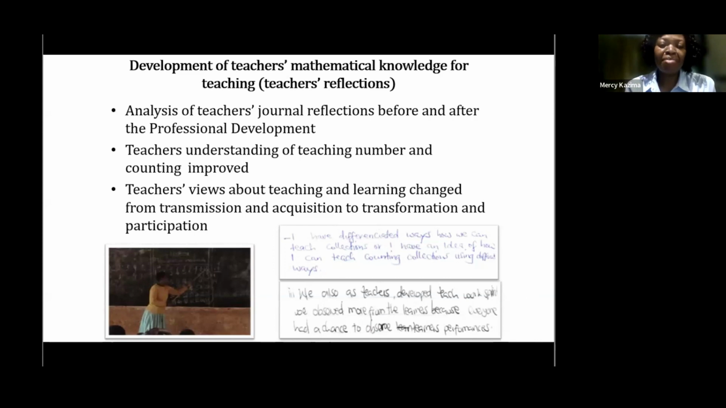We also noted from the analysis of their reflections that the teachers' views about teaching and learning changed from teaching as transmission and learning as acquisition to teaching as transformation and learning as participation.